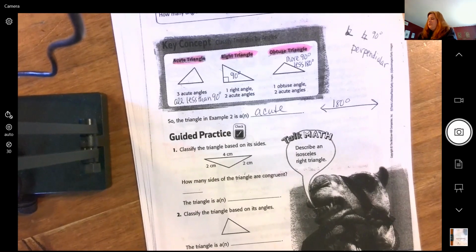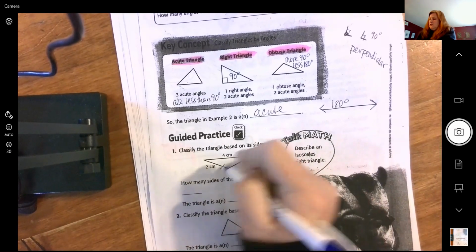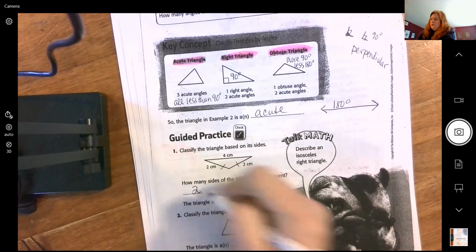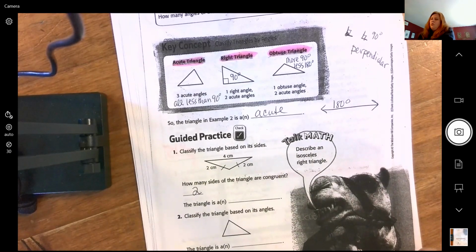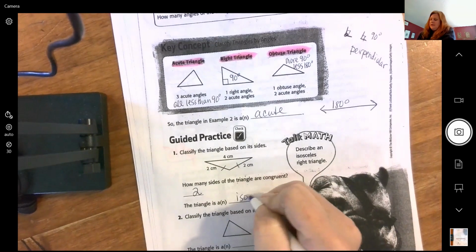First off, we're going to look at our sides. How many sides are congruent? 2. So if it has 2 or more sides congruent, what do we call that? Remember my trick with the S's. Isosceles.